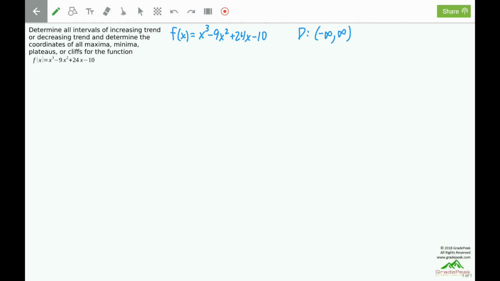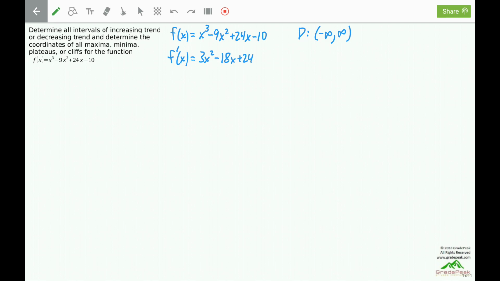The next thing to do is find all critical numbers. We will take the first derivative, f prime of x, which equals, first term is power rule, bring down the power, subtract 1 from it. Second term is power rule, bring down the power, multiply with the negative 9, subtract 1 from it. Third term is a constant times x, derivative is the constant. Fourth term is a constant with no x, derivative is a 0.